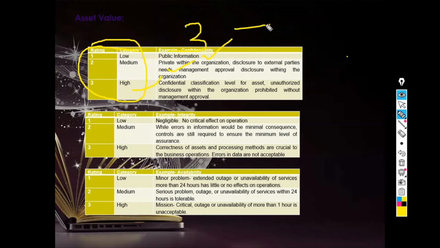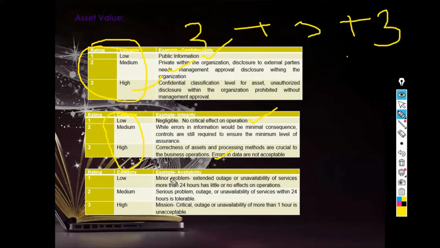Next is integrity. Integrity is also categorized into 3 parts: low, medium, and high. For negligible or not critical effect on operation, we can give it 1. Where the correctness of the asset or the process method is crucial to the business process and we cannot afford any error, this could result in 3. In the project plan also we cannot afford any error, so it will be 3. Availability also: the project plan should be readily available to authorized people when it is required. Then its availability would also be high.